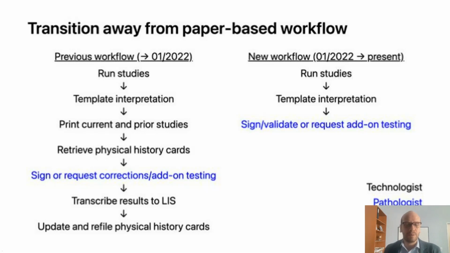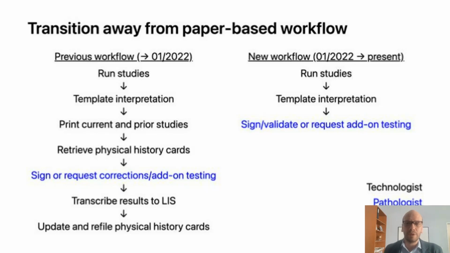Next, the technologist would have to manually transcribe all these results from the paper copy into our laboratory information system. They would also have to manually update these physical history cards with the new results, and then file them back into their correct location in the file cabinet.